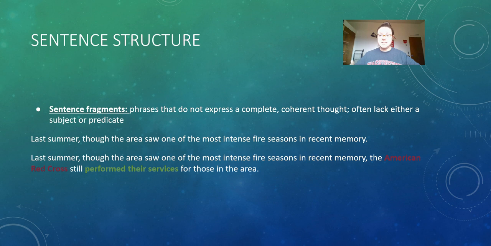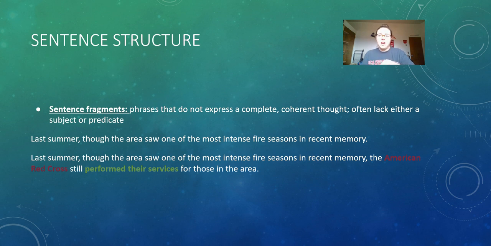A common issue with sentences for some writers is that sometimes they leave out one of those components, creating what's called a sentence fragment. So a more technical definition of that would be phrases that do not express a complete, coherent thought. Oftentimes they lack either a subject or a predicate, or a word we can use interchangeably with predicate would be verb. So if we were to look at these two sentences, the first one reads, last summer, though the area saw one of the most intense fire seasons in recent memory.